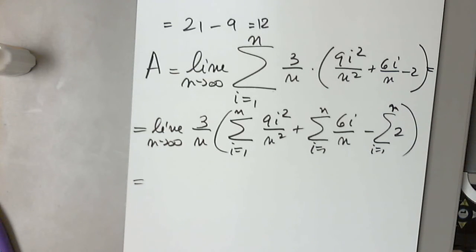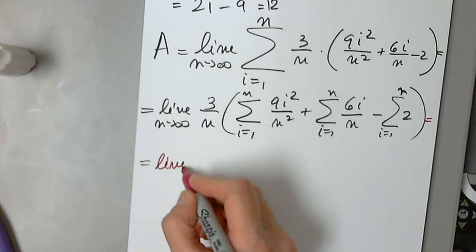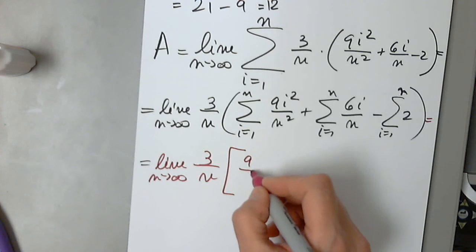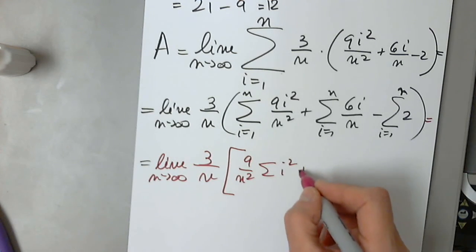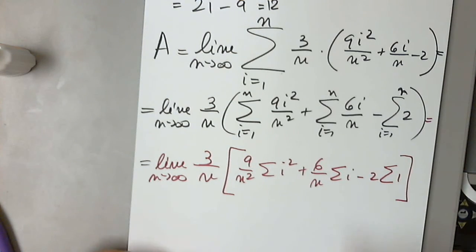In the next step, I'm going to move the constant outside, the 9 over n squared in front of the sum, 6 over n in front of the sum, and 2 in front of the sum, and I'm left with 1. Because these are the identities that I know. So limit as n approaches infinity, 3 over n, 9 over n squared, the sum of i squared, 6 over n, the sum of i, minus 2, the sum of 1.